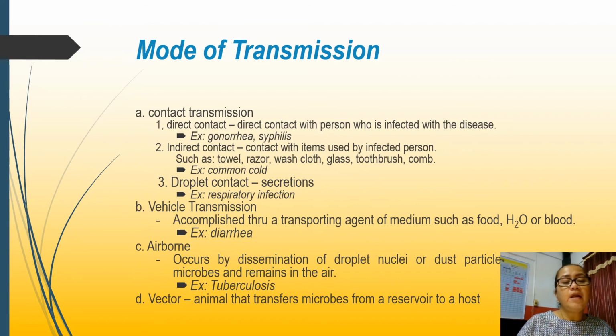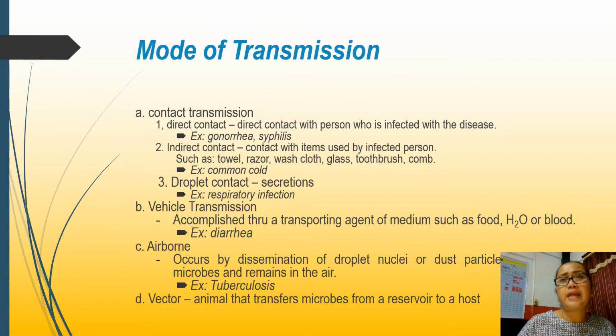Okay. Mode of transmission. We have a contact mode of transmission. We have the mode at which the microorganism is being transported or contacted. It's contact transmission. We have three: direct contact, indirect contact, and droplet contact. So direct contact with a person who is infected with the disease. Examples of that, we have your gonorrhea and syphilis. And of course, we have the COVID-19. Because it is included now, your COVID-19 is direct contact.